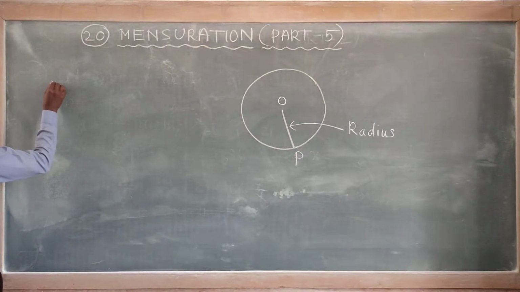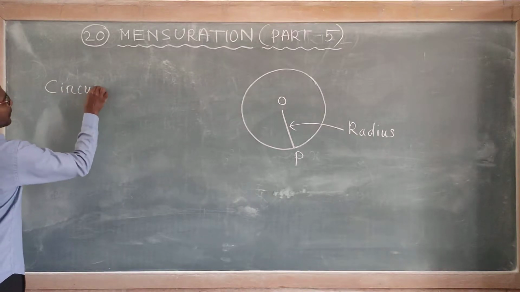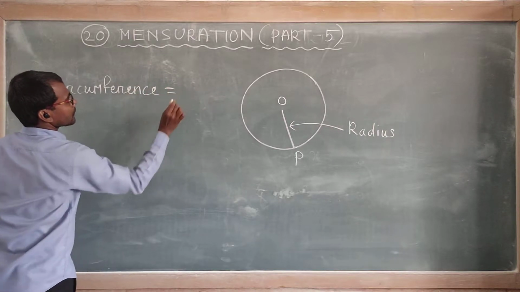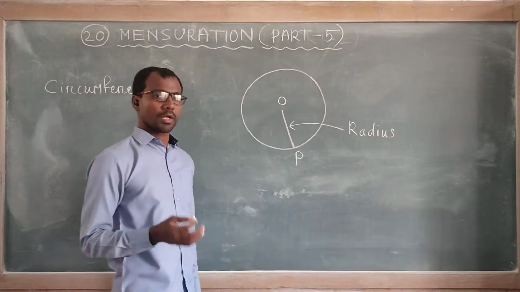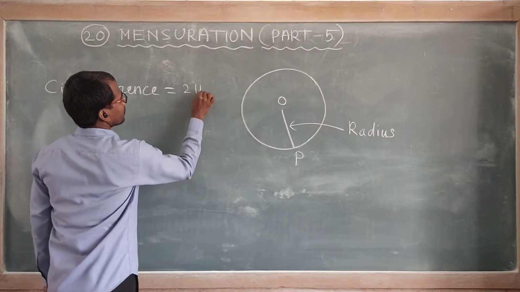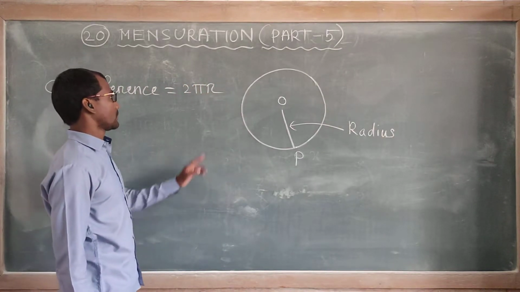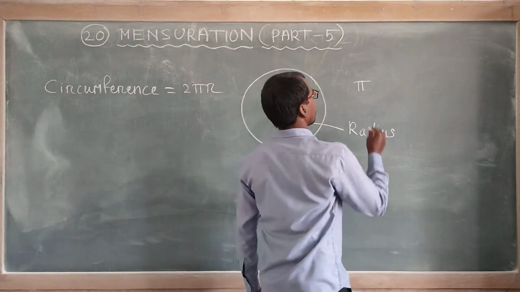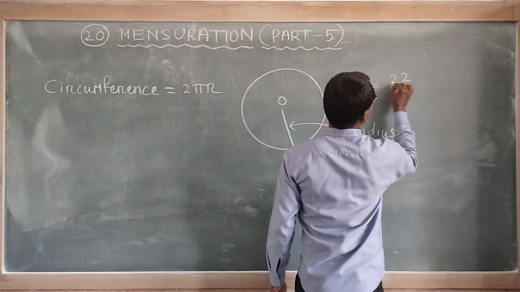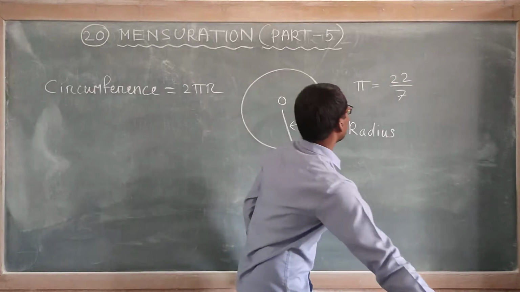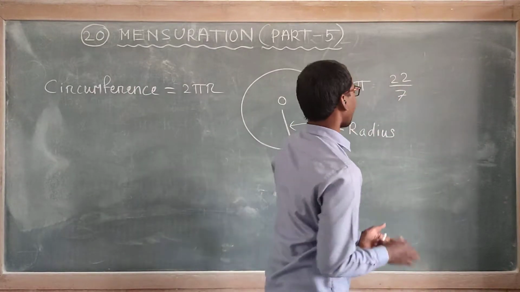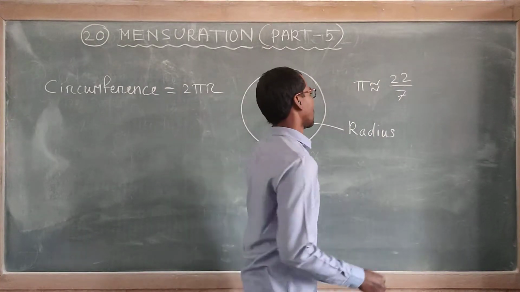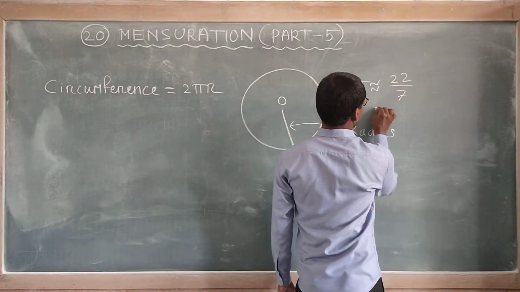So the formula for circumference, meaning the length of the boundary or perimeter, is equal to 2 pi r. Pi is a constant, an irrational number, whose approximate value is 22/7. It is not exact. The approximate value is 22/7.